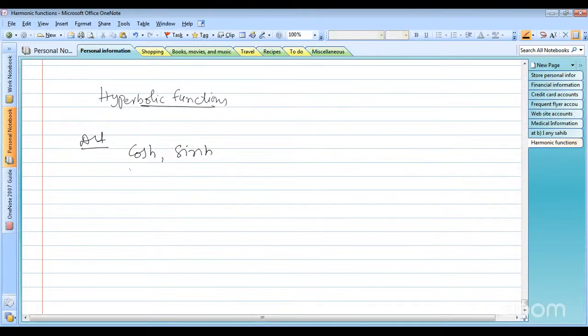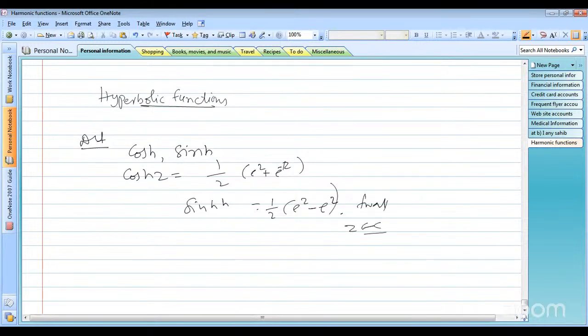Cos h and sin h are defined by cos h z is equal to 1 by 2 of e power z plus e power minus z. sin h z is equal to 1 by 2 of e power z minus e power minus z, for all complex numbers z belonging to C. The functions tan h and cot h can be defined similarly. Also cos h z is equal to cos i z, and sin h z is equal to minus i sin i z.